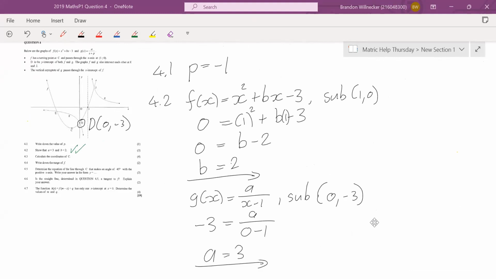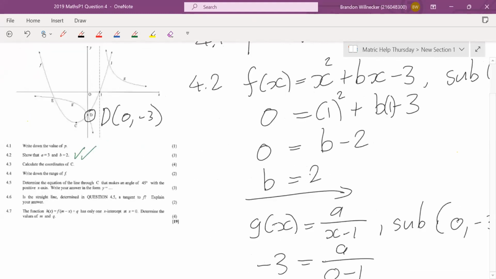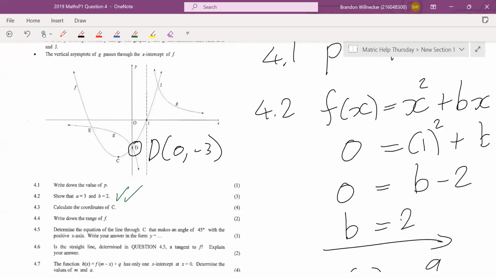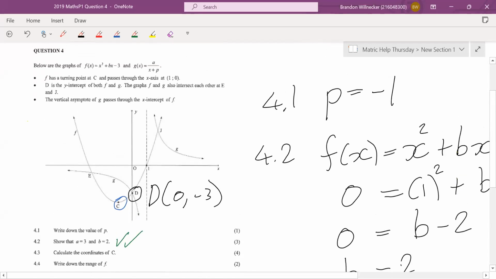Next question, 4.3. Calculate the coordinates of C. Now over here, if we just zoom in, C is the turning point of the parabola, or the minimum of the parabola, however you want to interpret that. So to find the turning point, we need to take our parabola, x squared plus bx minus 3, and find the turning point form of the parabola. And to do that, we need to complete the square.